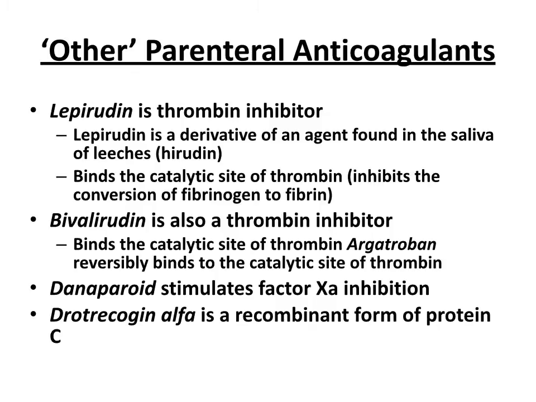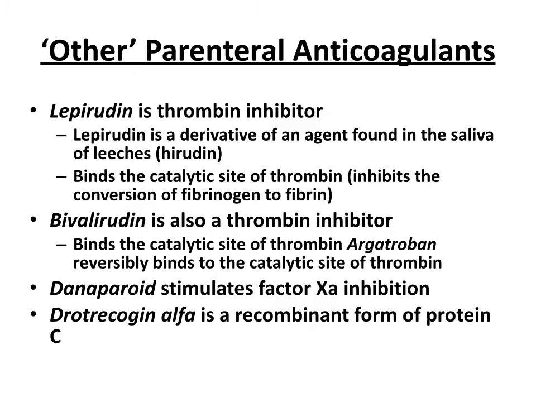Okay, and what this drug does is it binds the catalytic site of thrombin. When you bind the catalytic site of thrombin, you're inhibiting the conversion of fibrinogen to fibrin, right? And if you don't have fibrin, then wound healing, or creation of clots, is not going to occur. Okay, and then bivalirudin is also another thrombin inhibitor that's out there, and that also is going to bind the catalytic site of thrombin.